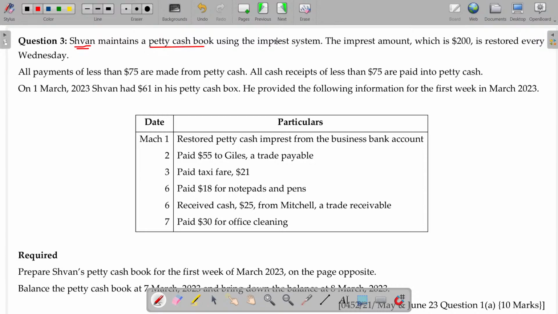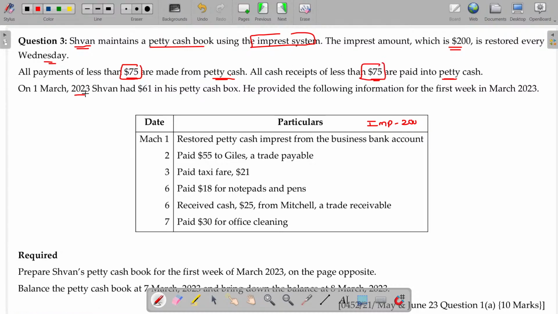Shivan maintains a petty cash book using the imprest system. The imprest amount is $200, and it is restored every Wednesday. Weekly you have to get it restored. All payments less than 75 are made from petty cash. If it is more than 75, the main cashier will make the payment. And all cash receipts less than 75 are paid into petty cash. Similarly, any receipt less than 75 is posted in the petty cash only. So receipts as well as payments both are there.